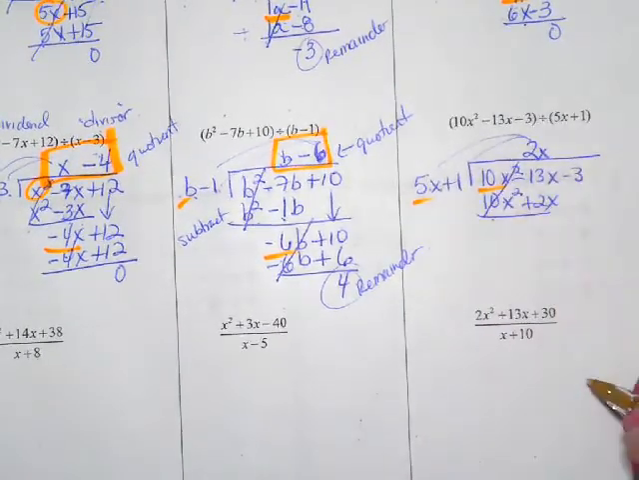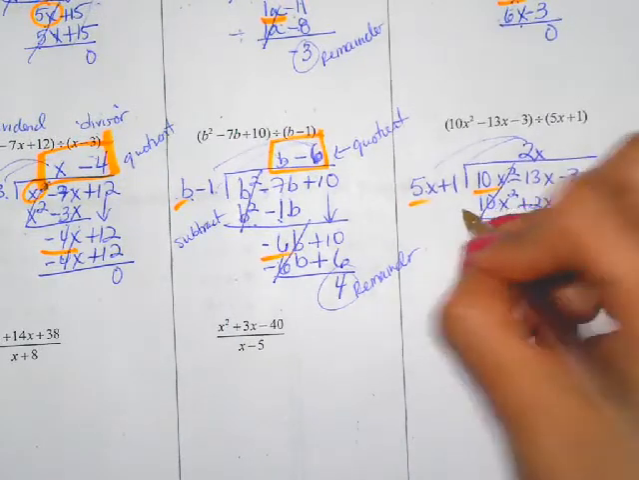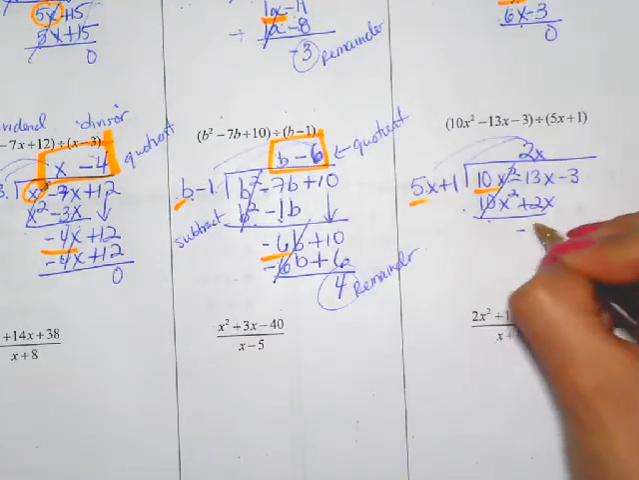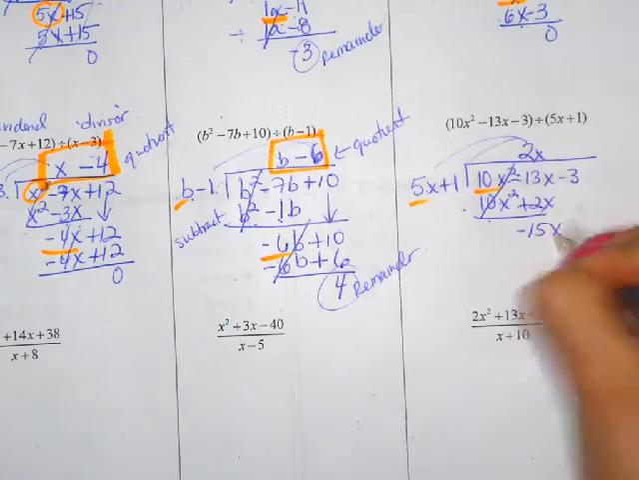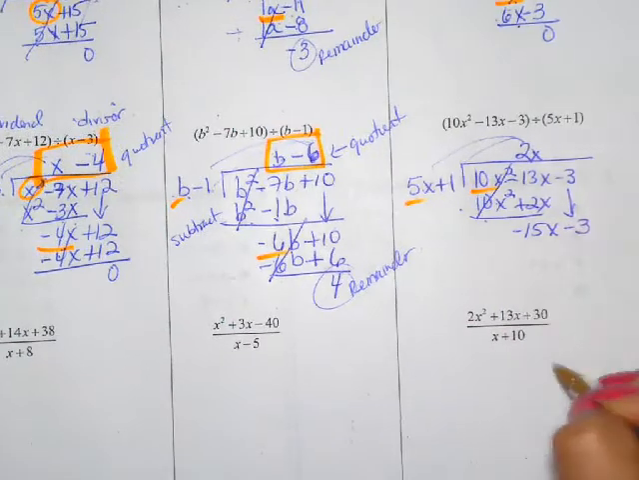10x squared minus 10x squared is 0. Negative 13 minus 2 is going to be negative 15x. Bring down the minus 3.